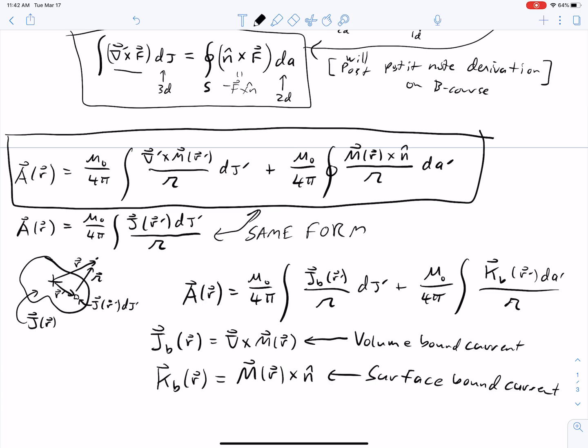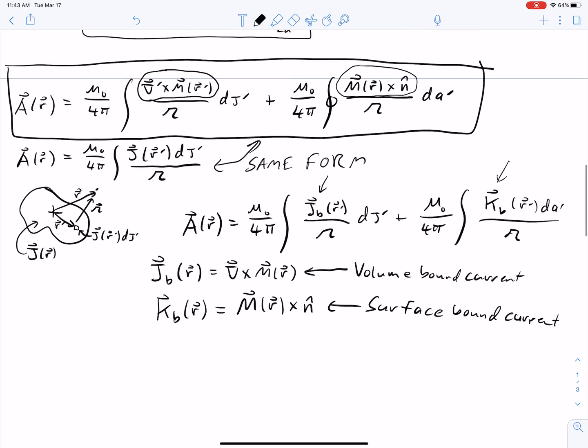And the point is that in this top integral, this quantity del cross M plays the exact same role as a volume bound current. And this quantity here, M cross n, plays the exact same role as a surface bound current. You can just see from the structure of the integral.